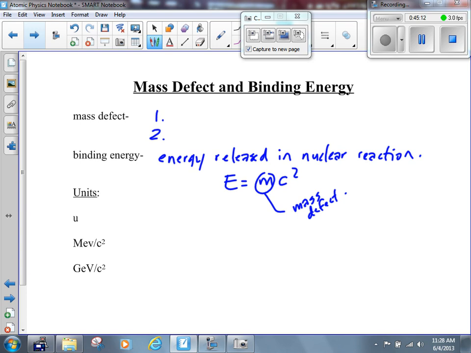Now, there are 3 units here. We're not going to spend a lot of time on these 3 units, but I want to briefly tell you what these mean. We look at these right away, these MeV, GeV per c squared, and we think energy, right? Electron volts, okay, energy. But remember, it's divided by c squared. So if you rearrange this, m is equal to E over c squared. These are actually units of mass.